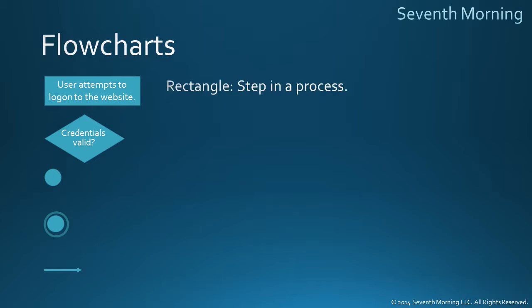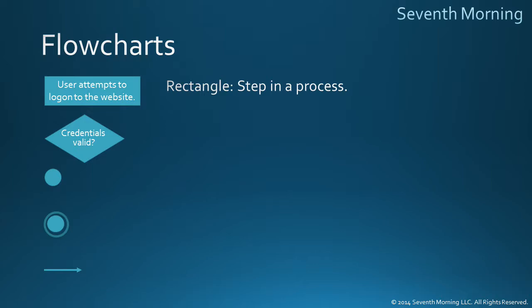The first one is a rectangle. I think you probably already knew that, but we call them rectangles. Rectangles describe a step in a process, usually. Rectangles also have some text inside them that describes what's actually happening in that step of the process. And here we have some text in there: User attempts to log on to the website. Okay, good.